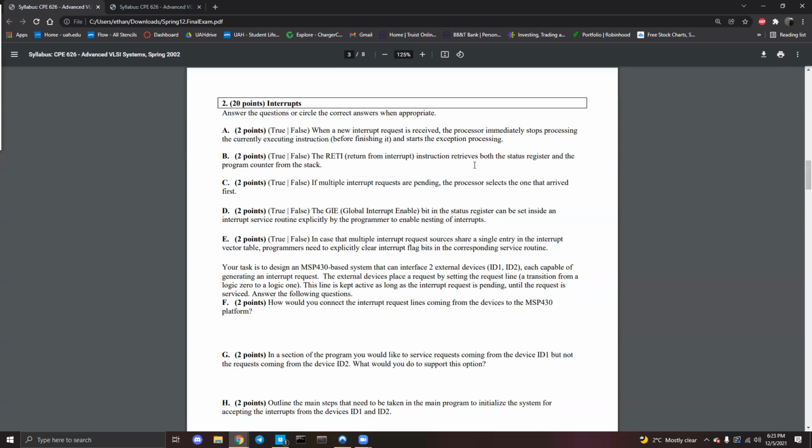Yeah. And then there's E, which is in the case that multiple interrupt request sources share a single entry in the interrupt vector table, programmers need to explicitly clear interrupt flag bits in the corresponding service routine. So this is a multi-source interrupt thing. So you are going to want to clear the corresponding bit in the corresponding service routine.